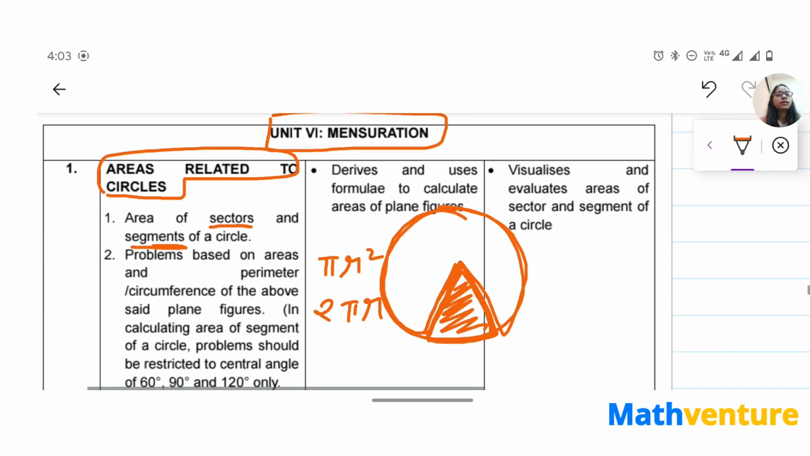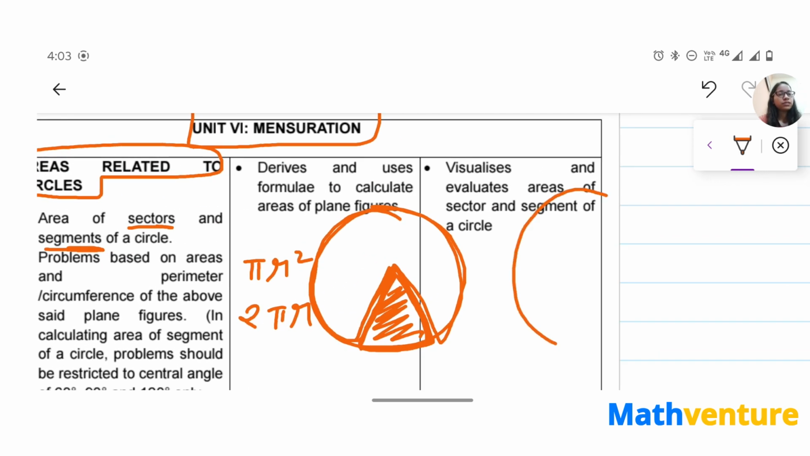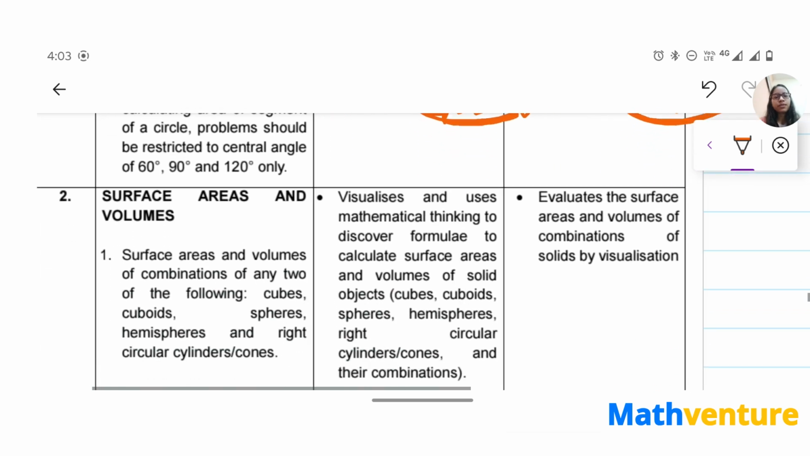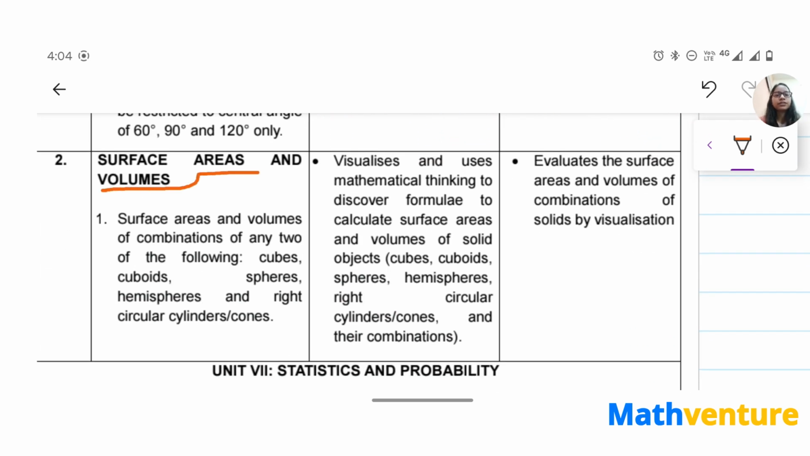Similarly, there is another term, segment. Segment is the area enclosed by a chord and an arc. This is called sector, and because it is smaller in size, this is the minor sector and this is the major sector. The next is surface areas and volumes.